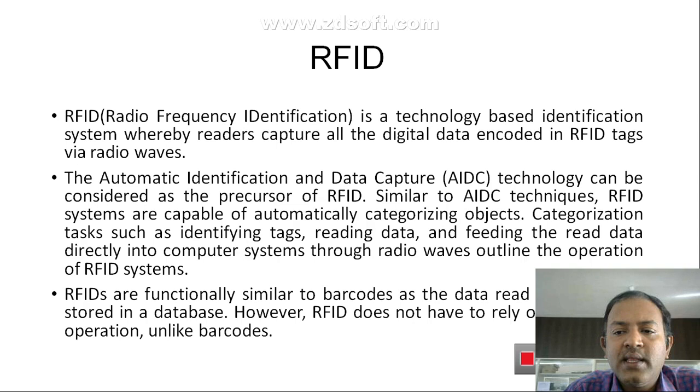Mainly it captures all the digital data encoded in RFID tags via radio waves. RFIDs are functionally similar to barcodes, as the data read from tags is stored in a database. However, RFID does not have to rely on line-of-sight operation, unlike barcodes. So what we have seen in a barcode is similar to this RFID.